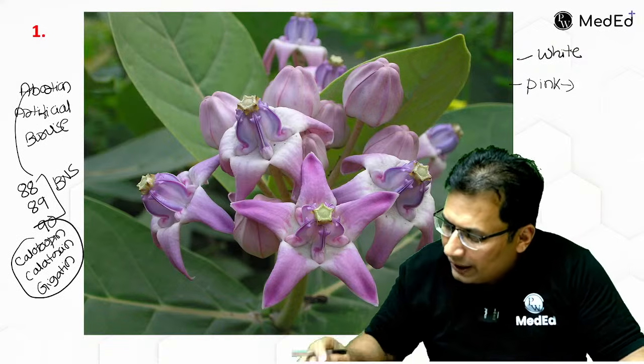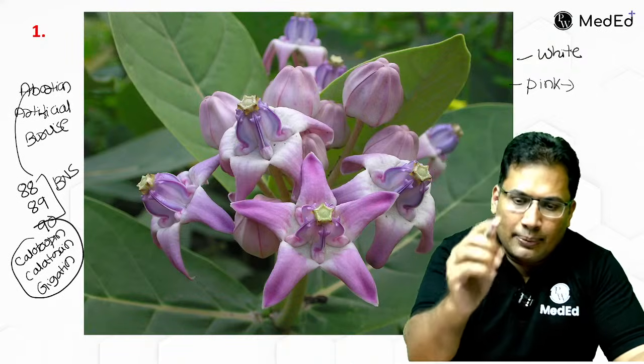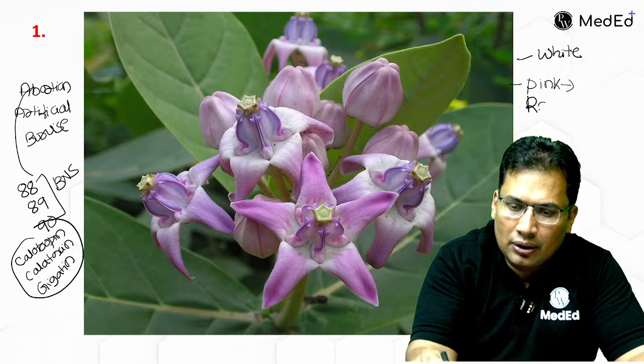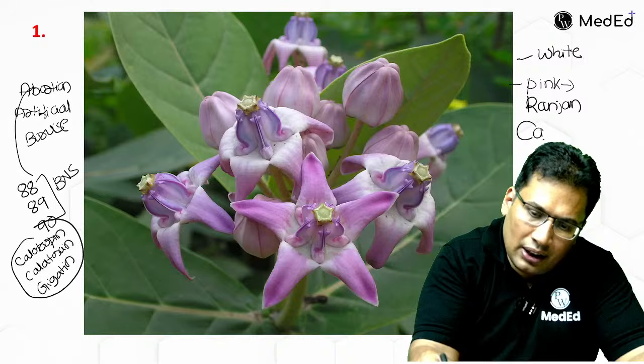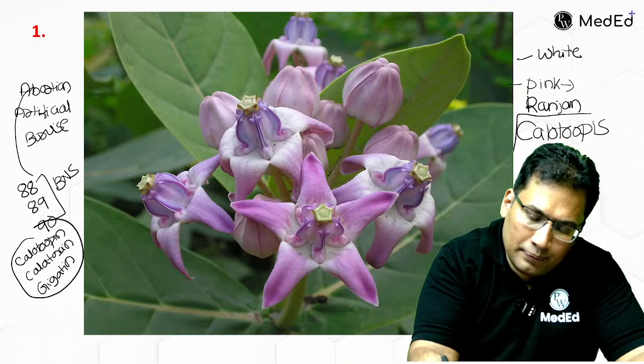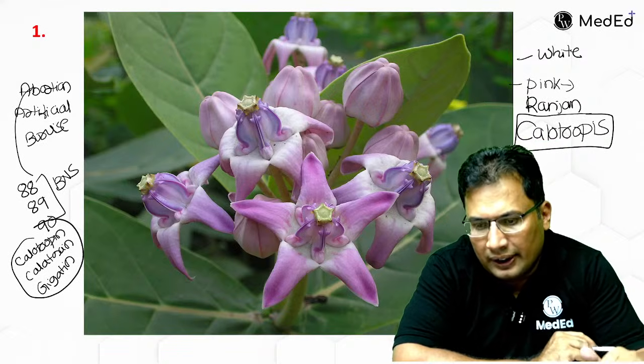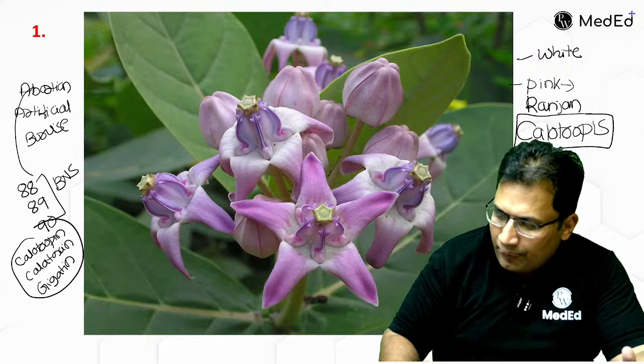Good. Many got the answer. First to answer was Ranjan. Ranjan, very good. It is a Calotropis plant. Done. Good. Great answer. Next.